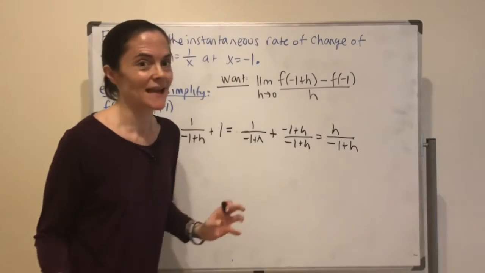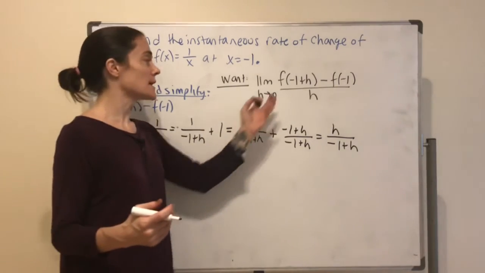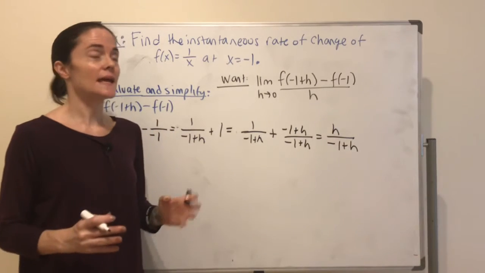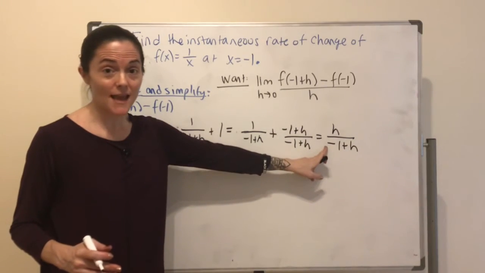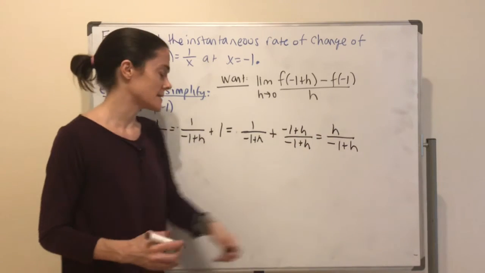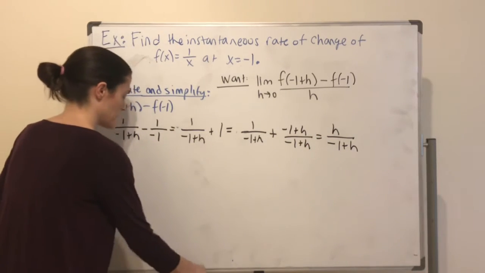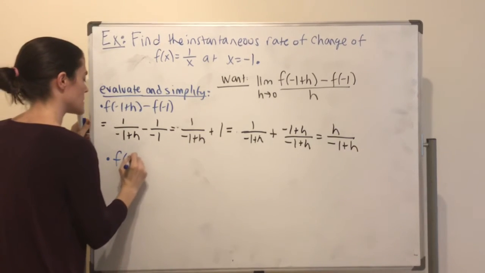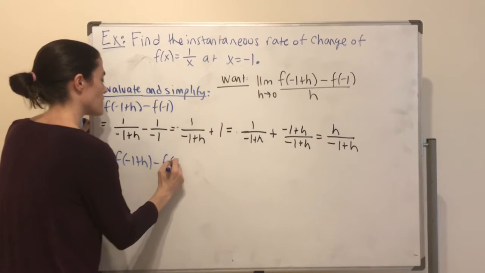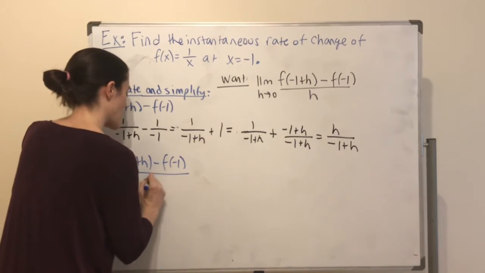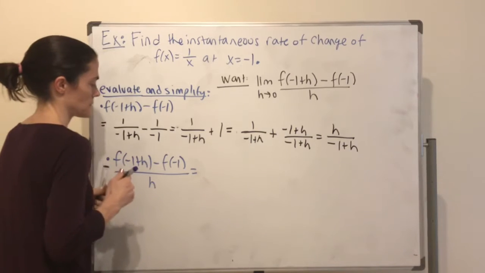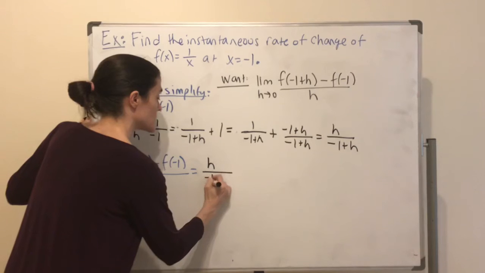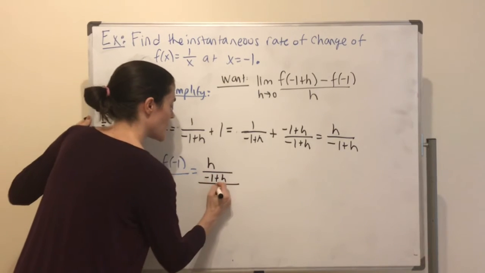Now this is looking really nice because what do I need to do in this difference quotient? This is my numerator. Then I divide by h. And now you see, because I have this written as a single fraction, I will be able to cancel some things. So now, f of minus 1 plus h minus f of minus 1 divided by h is h over minus 1 plus h divided by h.